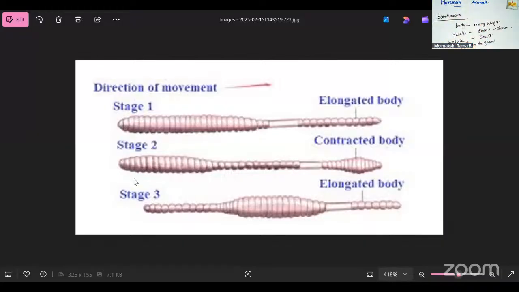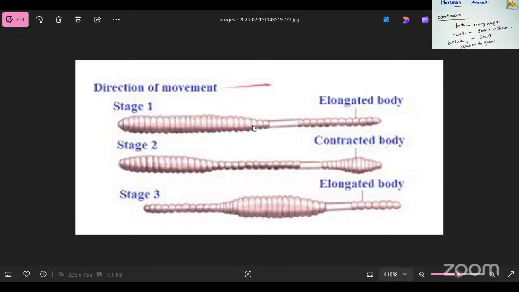Direction of the movement means that in the first stage, the earthworm first extends the front of the body. Yes, they move the body. They extend their body and keep the rear portion fixed to the ground. The muscles are fixed to the ground. So this is the elongated body. Elongated body means the earthworm extends its body for the movement.